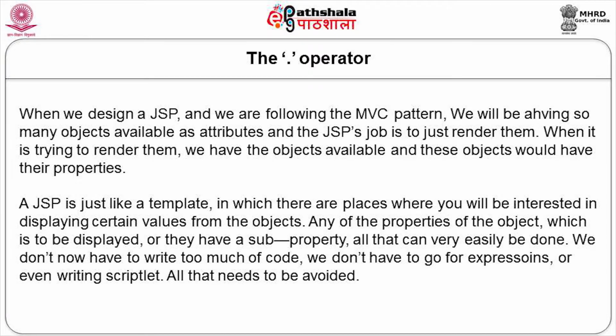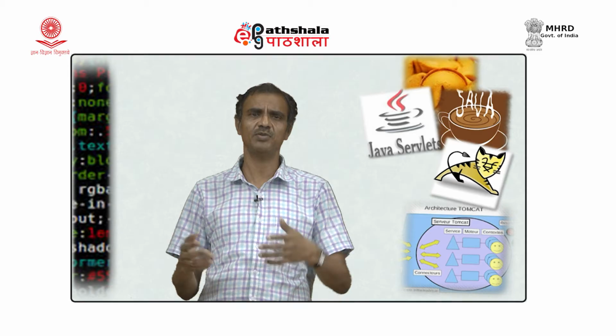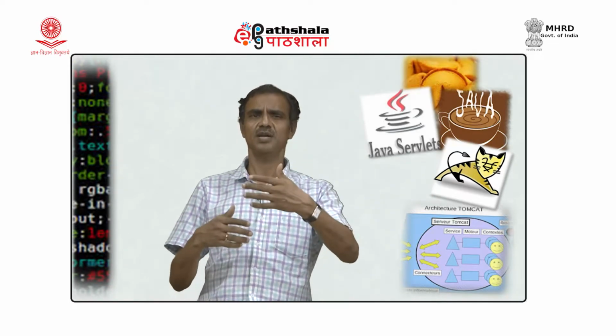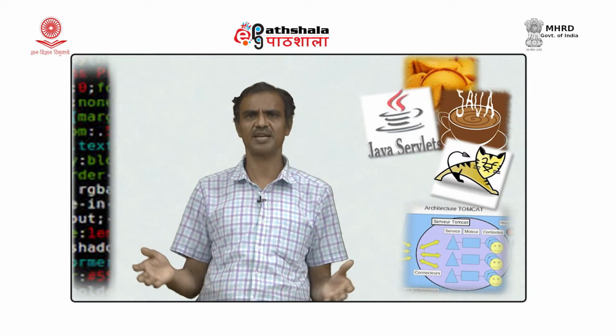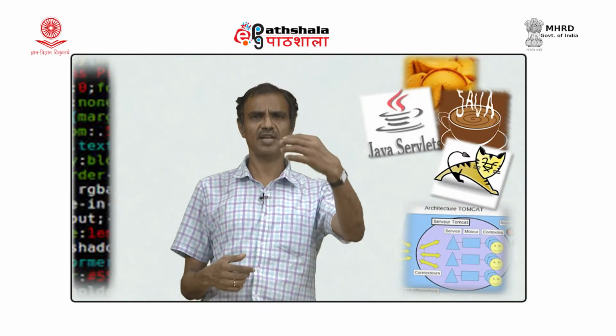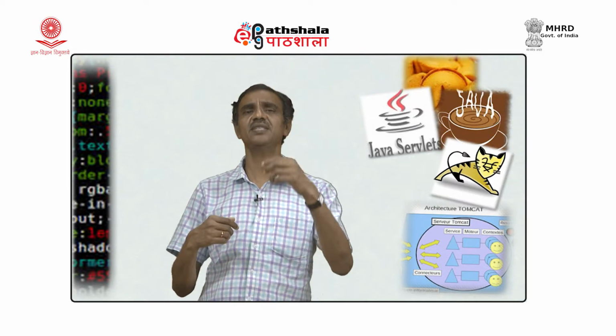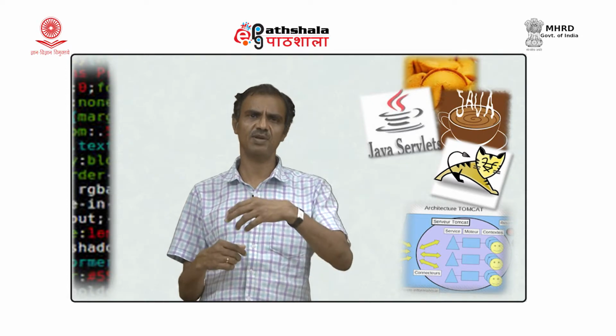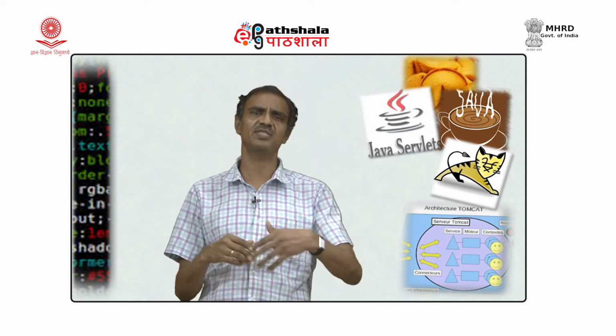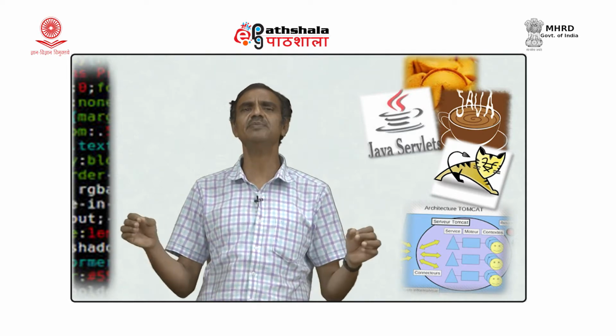When we design a JSP, fine, in a JSP if you are following that MVC pattern which we have seen earlier, you would be having so many objects as attributes, and the JSP's job is to just render them, right. So, when it is trying to render them, we have these objects available, and these objects would have their properties. A JSP is just like a template in which there are places where you will be interested in displaying certain values from the object, fine. So, any of the properties of the object which have to be displayed, or any sub property, all that can very easily be done, fine.